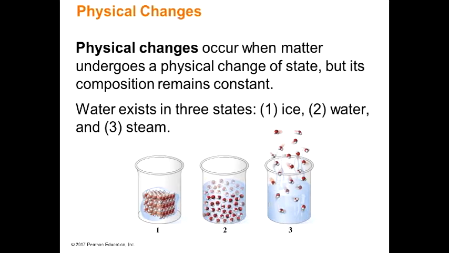Physical properties occur when matter undergoes a physical change of state, but its composition remains constant. This is what happens when water exists in the three states: ice, water, and steam. So we have the ice, we have the water, we have the steam, which you're familiar with. These are all physical. It's solid, it's a liquid, it's a gas. Those are physical states of water.